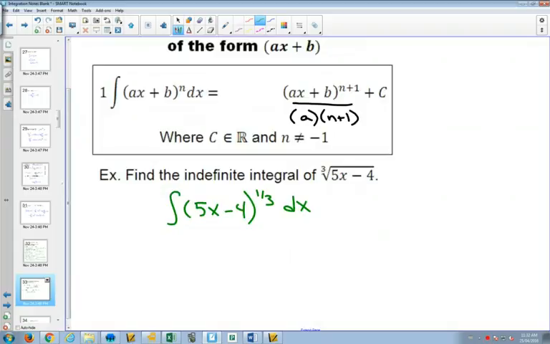So looking at this, if I add 1 to my exponent, I'll get 4/3. So we're going to have to divide by 4/3 as well. But then if you had done this derivative, after you would have done the derivative, you would have had to multiply by 5 in the end. So in order to compensate for that, we're going to have to divide by 5 as well.